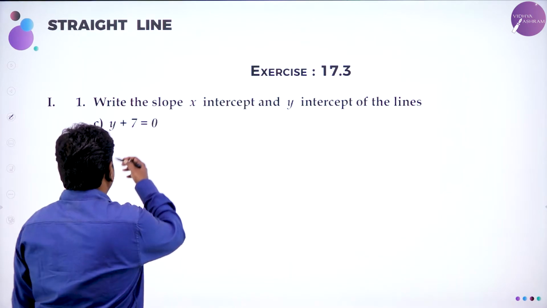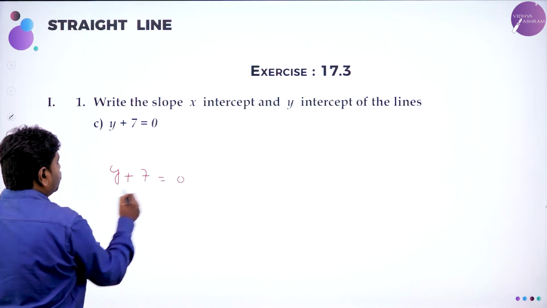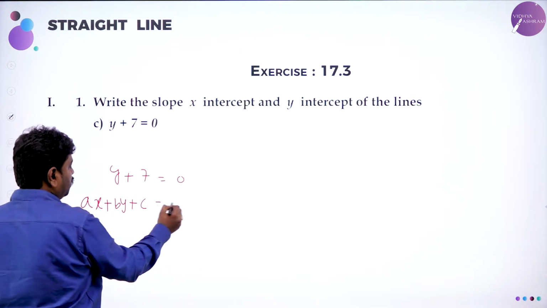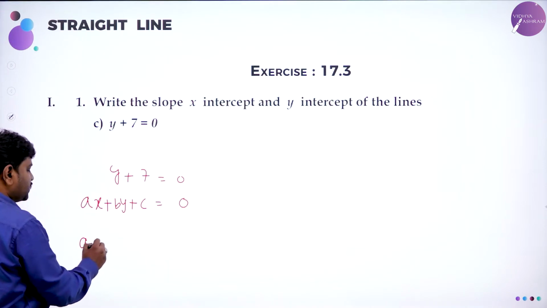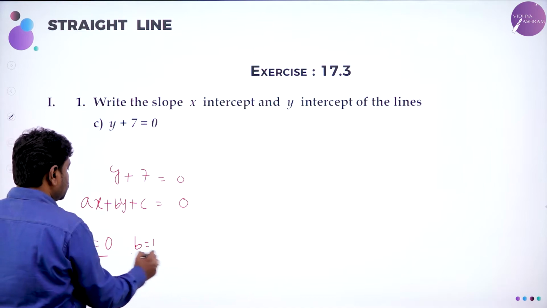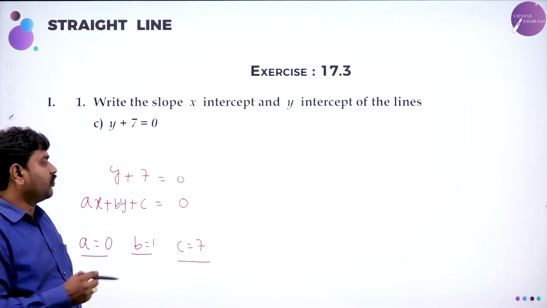Then the line is y plus 7 equal to 0 they give. So here it is in the form ax plus by plus c equal to 0. By comparison we don't have x. So a is 0 and b is coefficient of y, that is 1, c is constant 7. Now you got a, b, c. Now you go for slope.